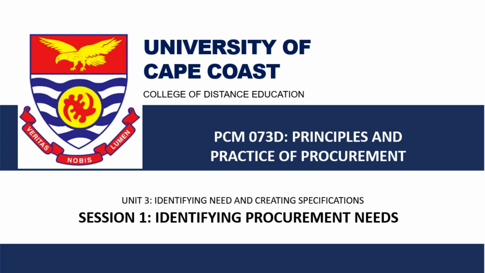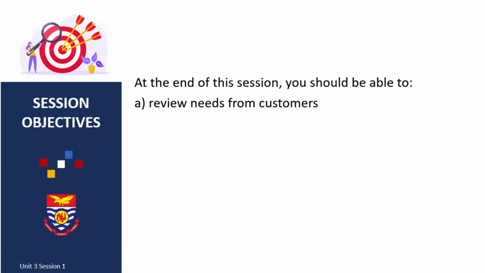Welcome to Principles and Practice of Procurement. Unit 3, Identifying Need and Creating Specifications. Section 1, Identifying Procurement Needs. In this section, we'll look at the essence of identifying procurement needs and how to review needs from customers. By the end of this section, we should be able to review needs from customers.